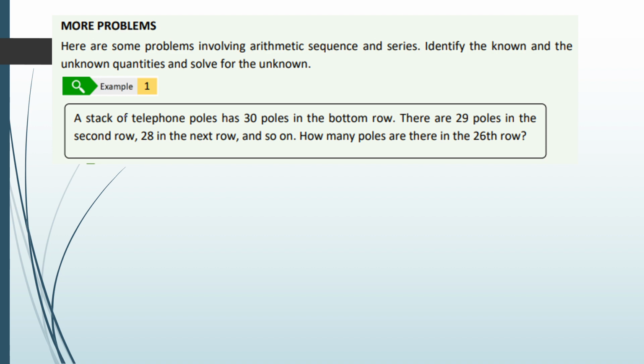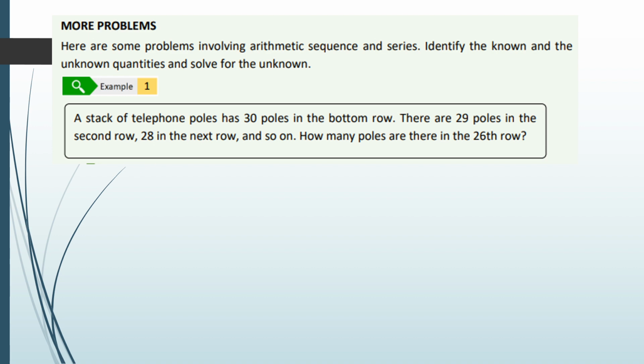Another problem: a stack of telephone poles has 30 poles in the bottom row. There are 29 poles in the second row, 28 in the next row, and so on. Now, how many poles are there in the 26th row? Remember that when you stack items, you stack from the bottom as well.